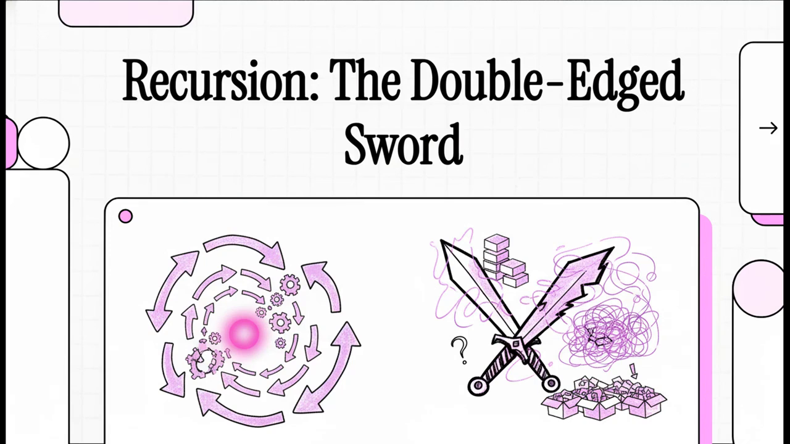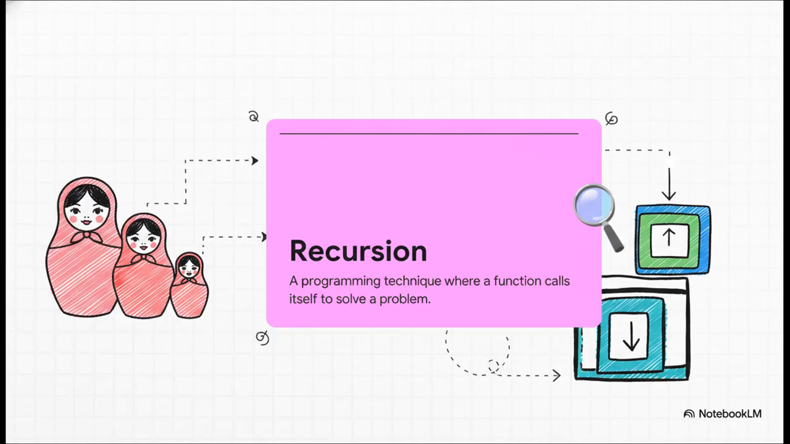All right, let's talk about one of programming's most elegant and sometimes most dangerous concepts: recursion. By the end of this, you're not just going to know what it is, you'll get when to use it, and maybe even more importantly, when to run in the other direction. So what is it, really?